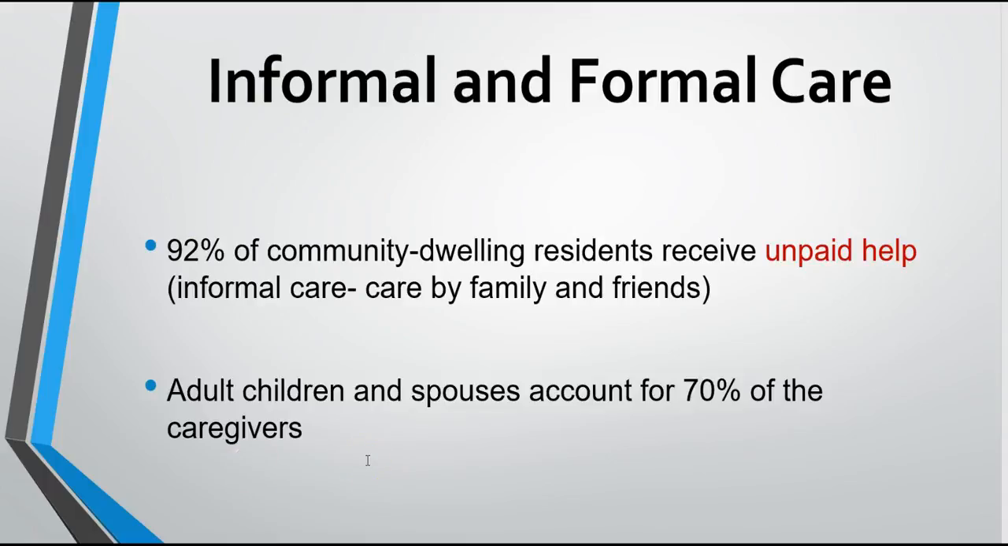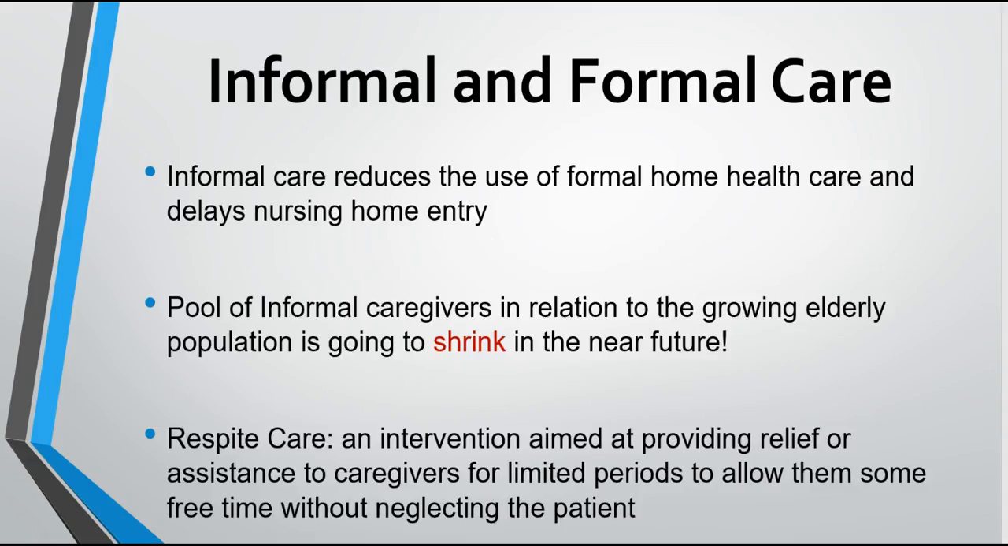92% of community dwelling residents receive unpaid help, meaning they have informal care, and this is care usually provided by family and friends. And adult children and spouses account for 70% of informal caregivers.